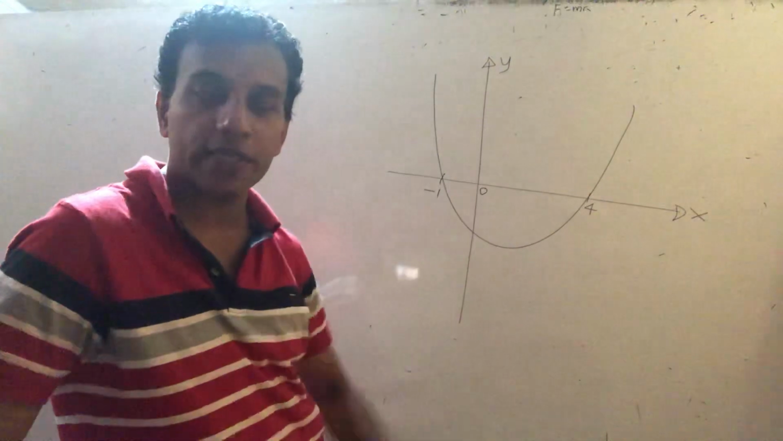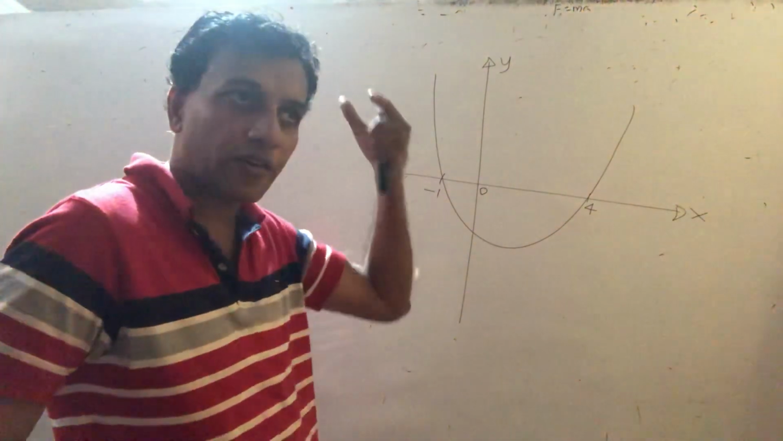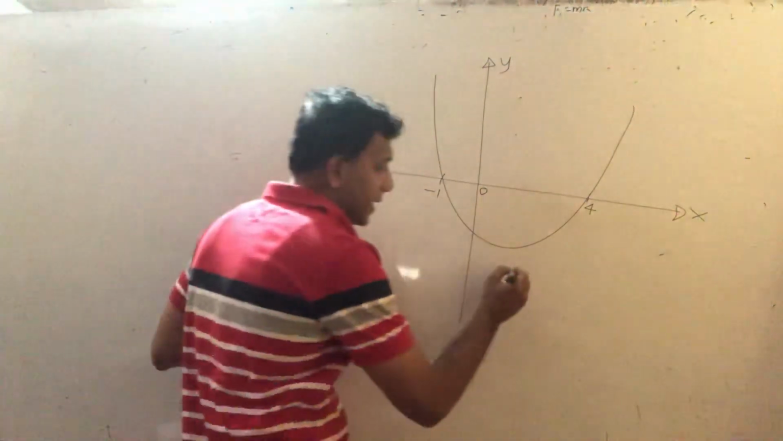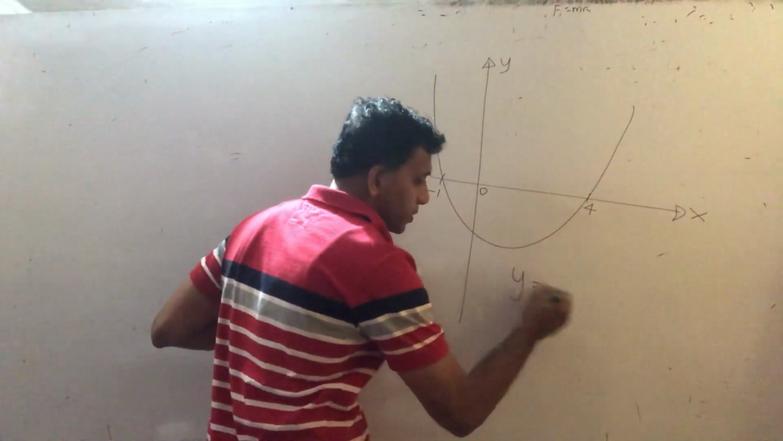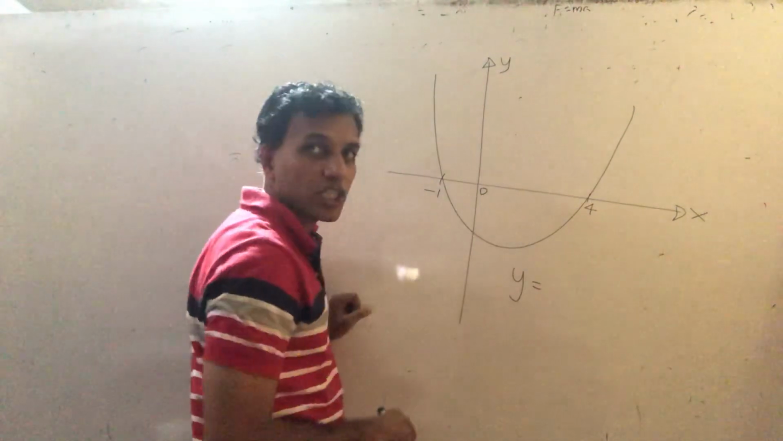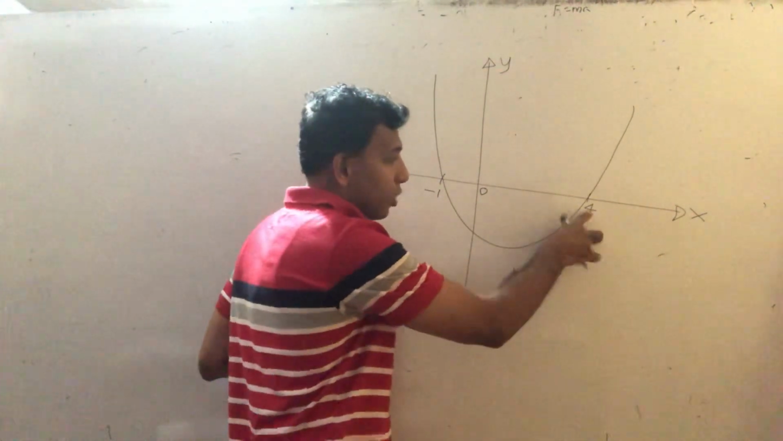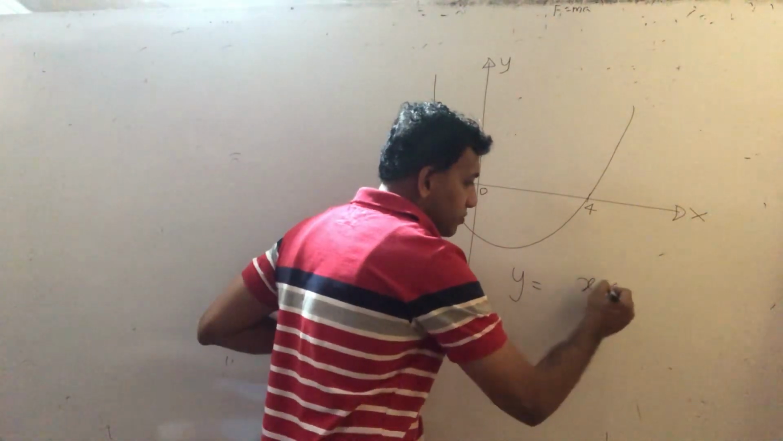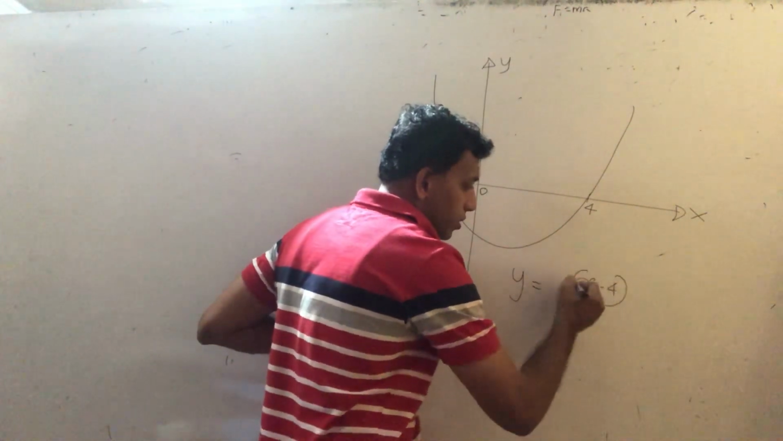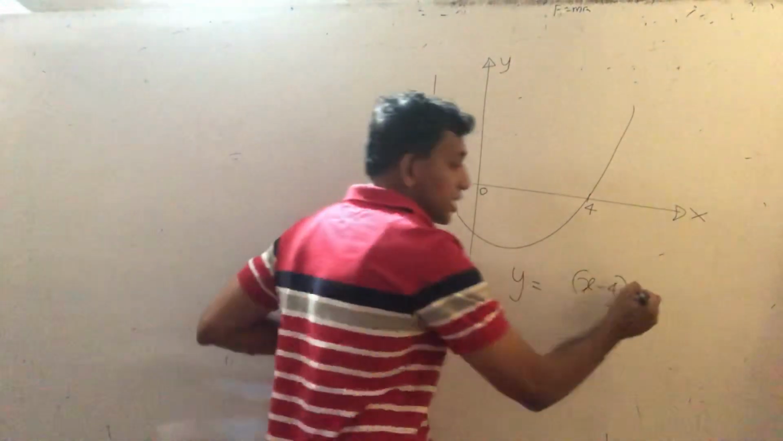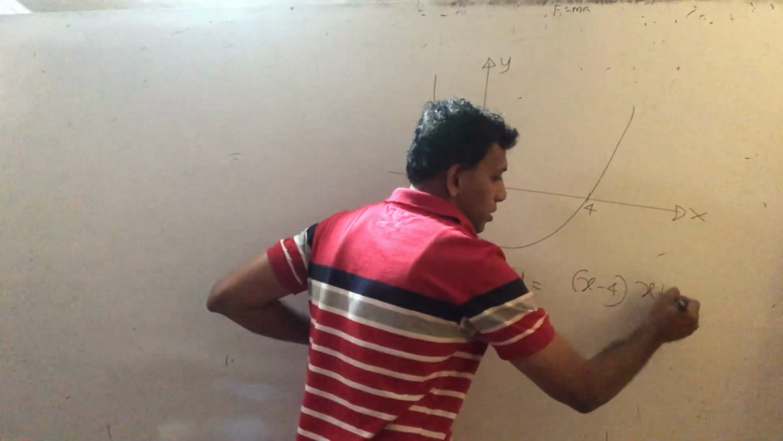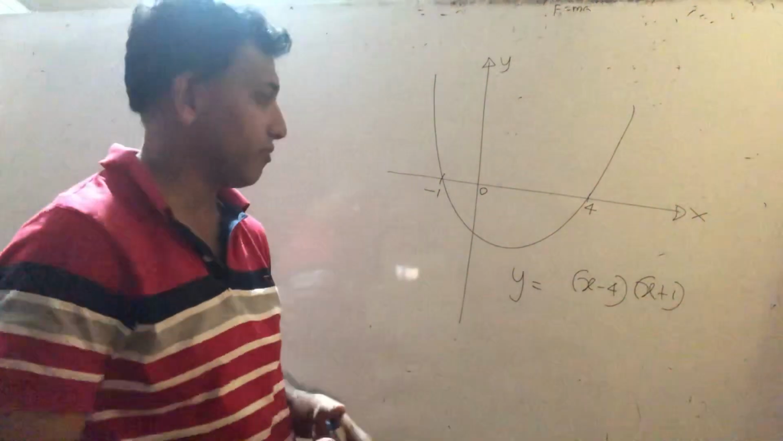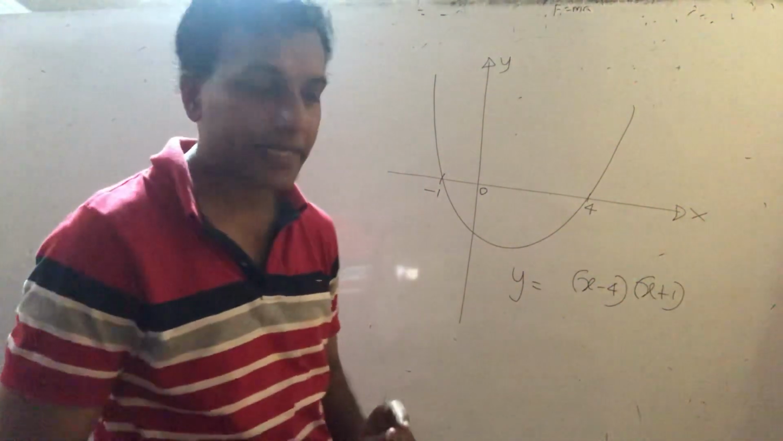So follow my previous general pattern. What is the equation of the graph? y equals, you can show the intersection pattern. This cuts here at 4, here at minus 1. So x minus 4, it cuts minus 1, then x plus 1. This is the equation of this graph. This is called the intersection pattern, right?